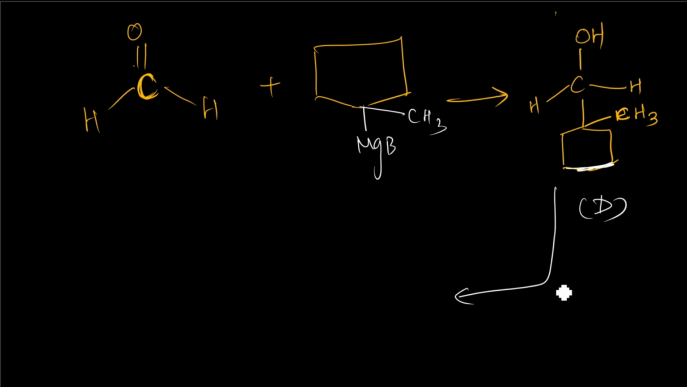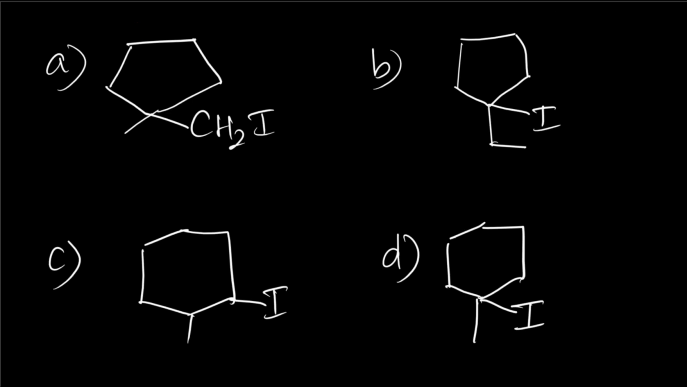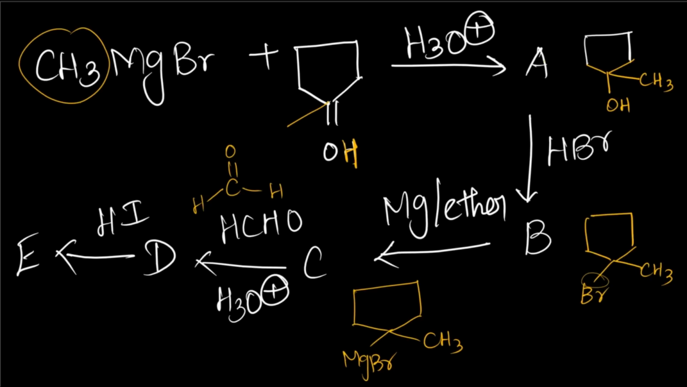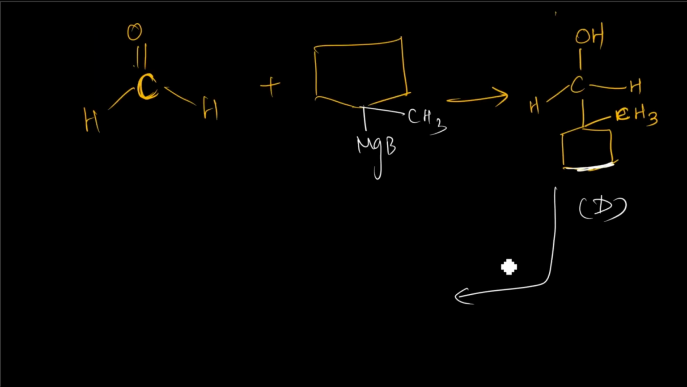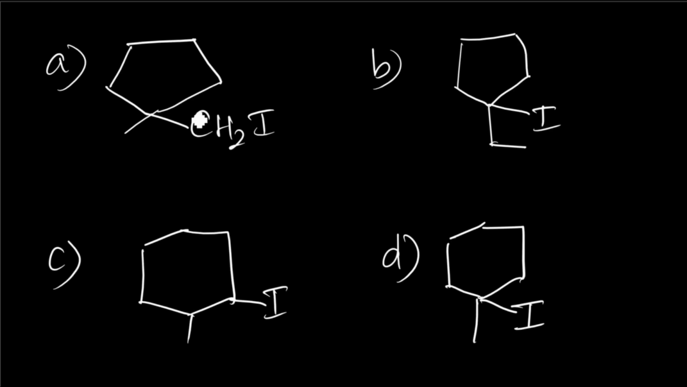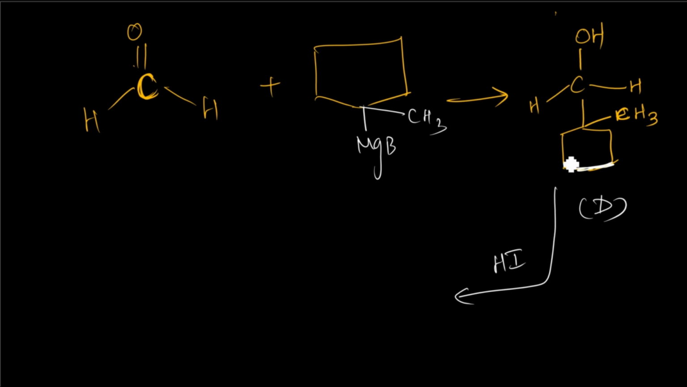Then D with HI, isn't it? D with HI, that is producing E. So now it's time to check the options. Here I'm having two different products. One is a 5-membered ring, another one is a 6-membered ring. Let's check whether, if that is forming a 6-membered ring, that would be stable or not.